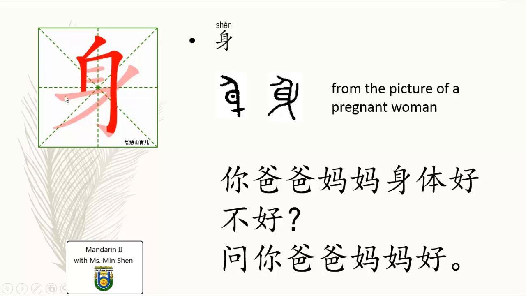So with this character 身, we can try to read text in characters here, right? 汉字，我们念汉字，我们一起念汉字, right? Let's read these characters together. 你爸爸妈妈身体好不好？你爸爸妈妈身体好不好？问你爸爸妈妈好。Send regards to your parents, right? This is the expression we got to know this semester. 问 somebody 好 send regards.